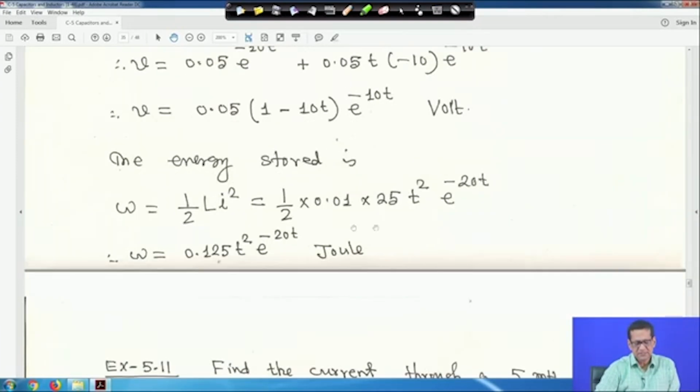So, energy stored is half L i squared. So, half L into this i squared, that is 25t squared e to the power minus 20t. So, it is basically 0.125 t squared e to the power minus 20t joule. So, this is a simple example.